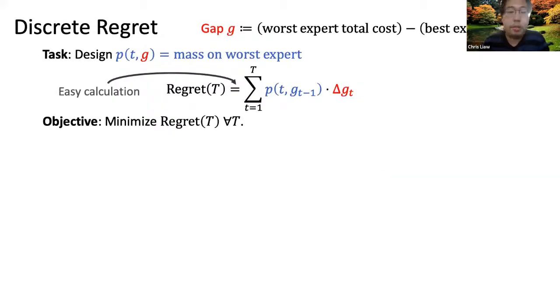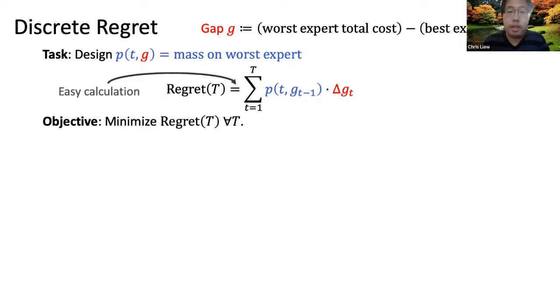One thing I want to mention right off the bat is that for 2 experts, you can specify the algorithm by only specifying how much mass you're playing on the worst expert, because the other expert gets the remaining mass. In other words, we can specify the algorithm by specifying a function P(t, g), where t is the time, g is the gap, or the difference in the cost between the 2 experts, and P(t, g), the function itself, is how much mass we're placing on the worst expert.